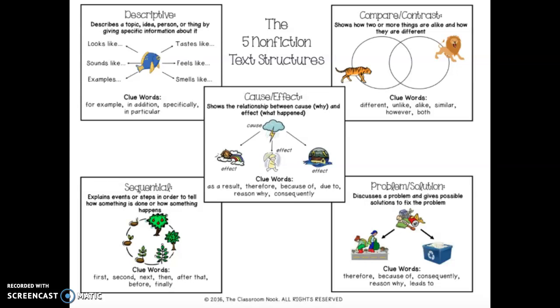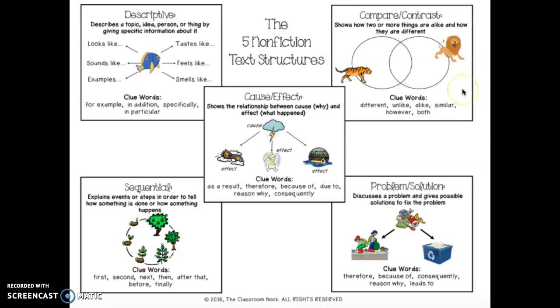Hello. Today we're going to review the 5 main text structures that you learned about this school year. You're going to pick one of these structures to use to create your paragraphs tomorrow about your tribe. You can do descriptive, where you describe a topic, your tribe, an idea, person, or thing by giving specific information about it. Sometimes this information looks like your 5 senses and specific examples.